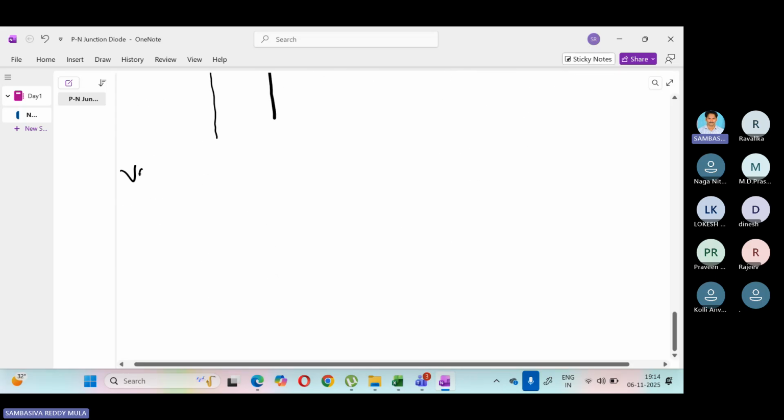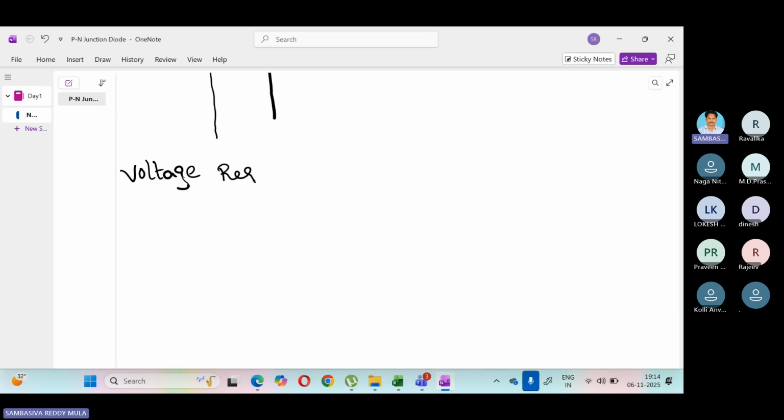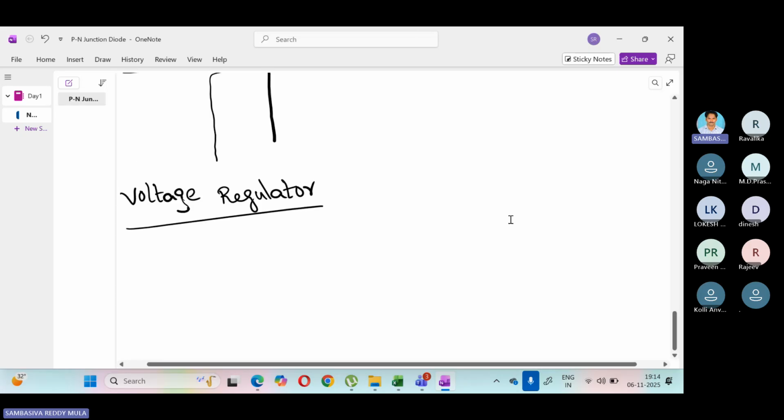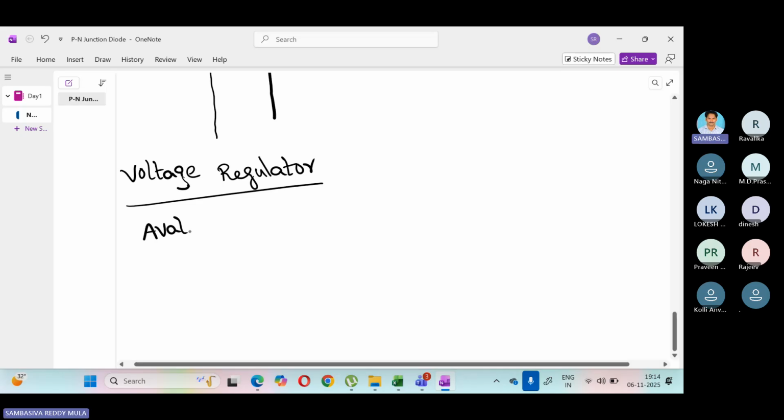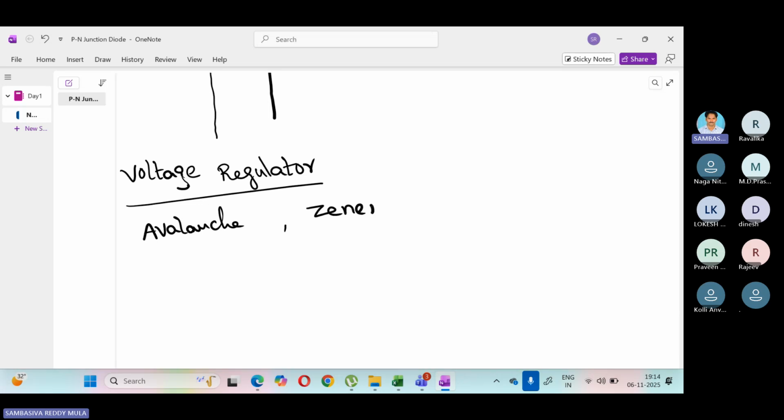Voltage regulator. As we have discussed, the avalanche effect occurs in the normal PN junction diode, whereas we may have the doubt whether the avalanche breakdown occurs in this Zener diode or not. Okay, true. The avalanche effect also occurs in the Zener diode. So these two effects are independent. Both the avalanche effect and the Zener effect may occur in the Zener diode.